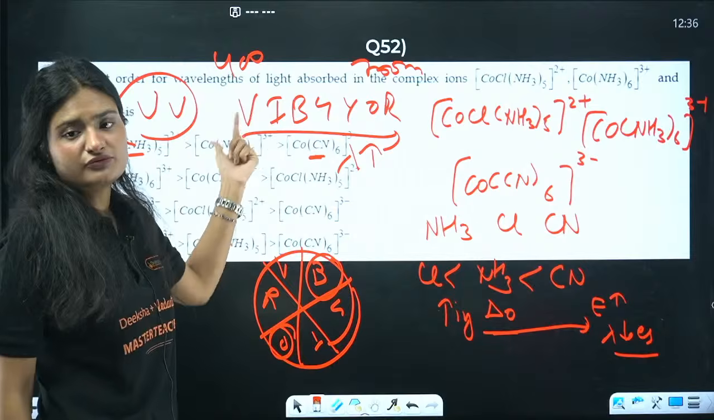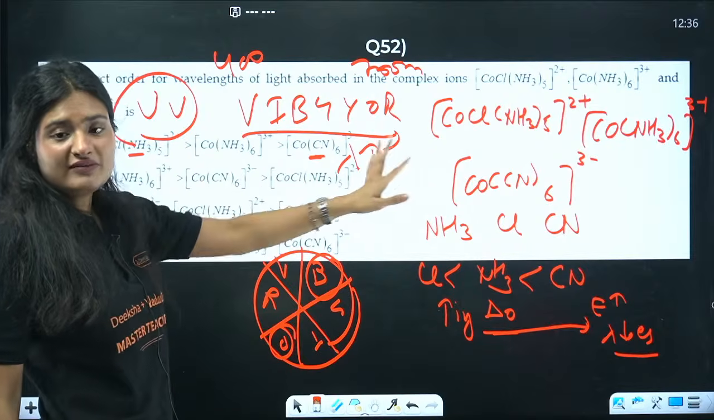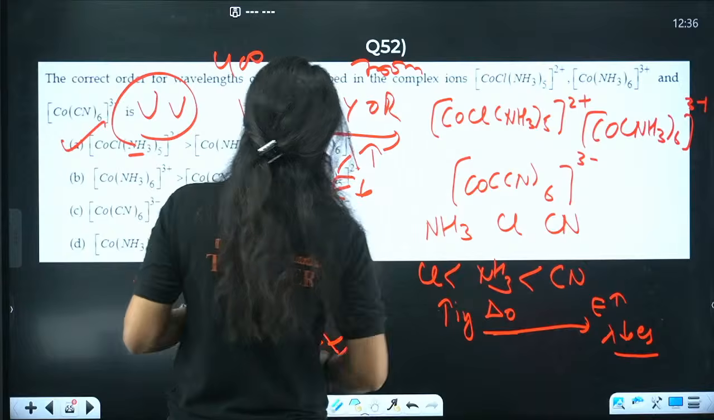This is the visible spectrum, VIBGYOR, 400 to 700 nanometer. As wavelength increases, the energy decreases.